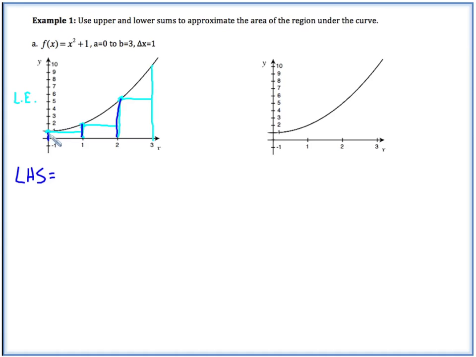So this right here, this height would correspond to f of 0, right? Because this x value is 0. So there's our height times our width of delta x. So I'm just going to put delta x here. And then plus our second rectangle, which will have a height of f of 1, and it will also be times delta x, or the width. And then we have our third rectangle right here, which is going to be f of 2 times delta x.